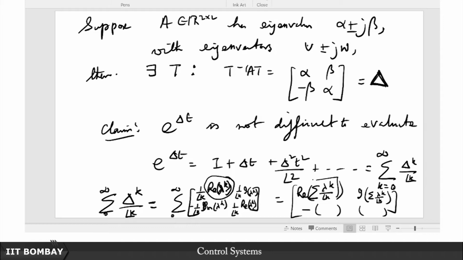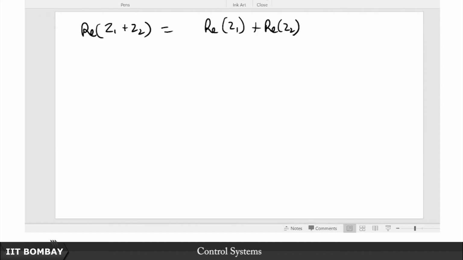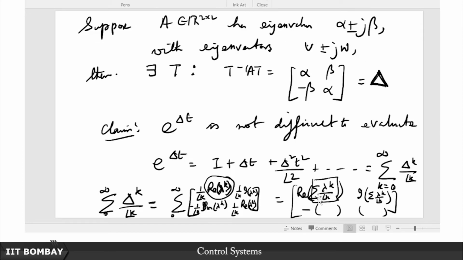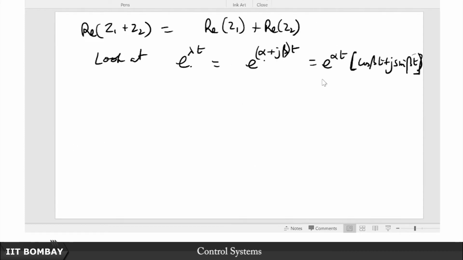Now, what are these individual terms? If you take e to the lambda t, lambda is going to be equal to alpha plus j beta, so e to the (alpha plus j beta) t. That is going to be e to the alpha t times cos beta t plus j sin beta t. We are going to pull out the real part and the imaginary part of these fellows. So, what is the real part of this?